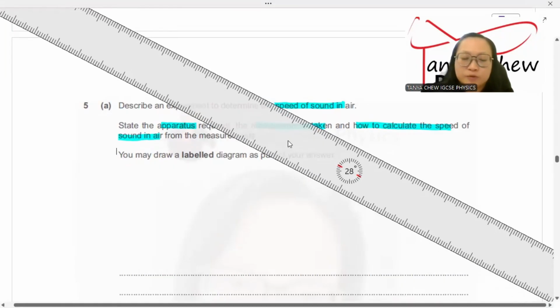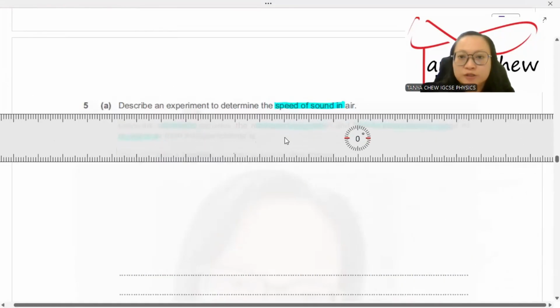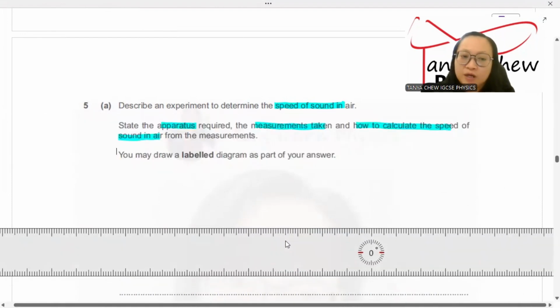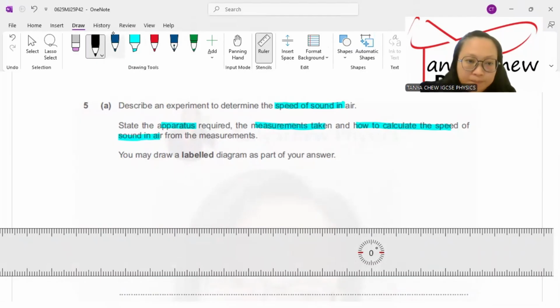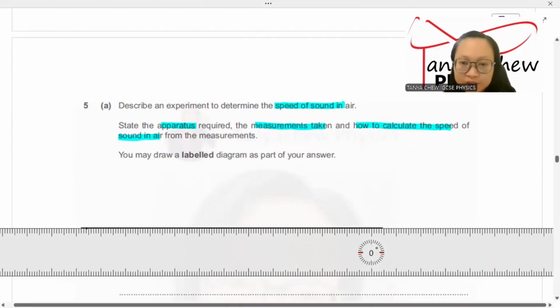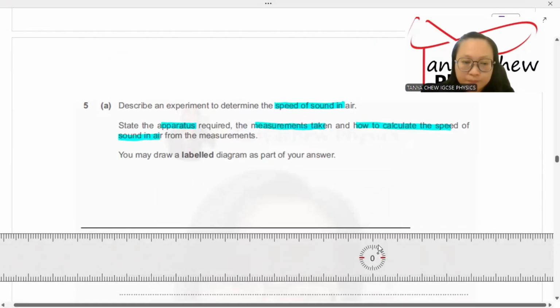If the question mentioned that you may draw a labeled diagram, I would strongly suggest you to draw a diagram so that you can describe your experiment in a more detailed and more accurate manner. So this is a ground. I'm going to draw this. And then, okay, don't worry.